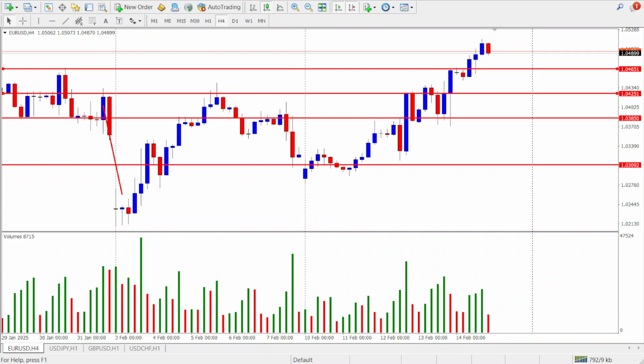Okay, if price breaks a level but immediately reverses within a few candles, that is a warning sign. All right, that is a warning sign.